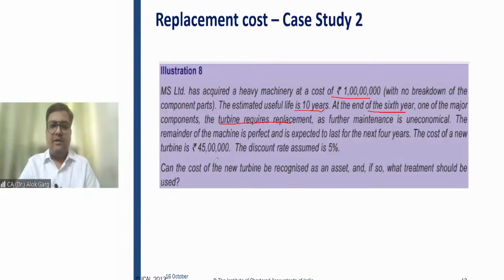The cost of the new turbine is 45 lakh rupees. The discount rate is assumed 5%. Can the cost of the new turbine be recognized as an asset? And if so, what treatment should be used?